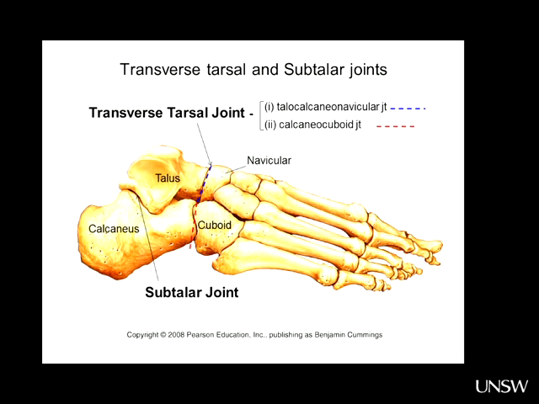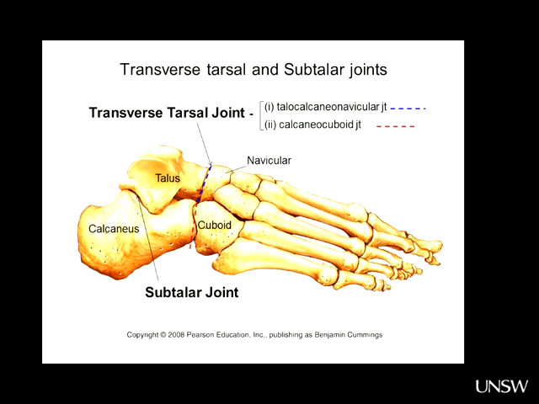But it's actually divided up into two joints, and they've got separate capsules, they're synovial. We've got one joint here, going across there, between the head of the talus and the navicular, and that's the talocalcaneonavicular joint, because underneath we've got part of the calcaneus involved as well. And then the more lateral one is the calcaneocuboid joint, between the calcaneus and the cuboid bones. And as I said, they have separate capsules.